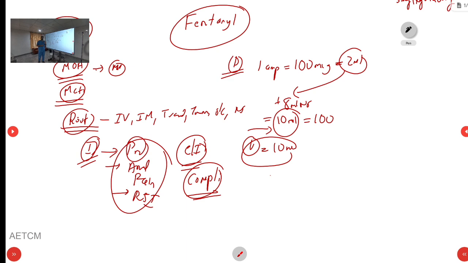So in the respiratory system, it will cause hypoventilation. In the CVS, it will decrease the heart rate and the BP. In the CNS, it causes sedation, and in the skin it can cause rashes.